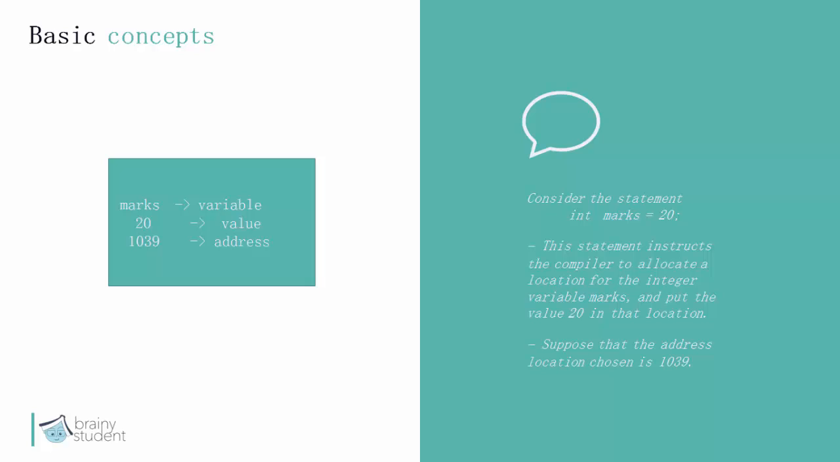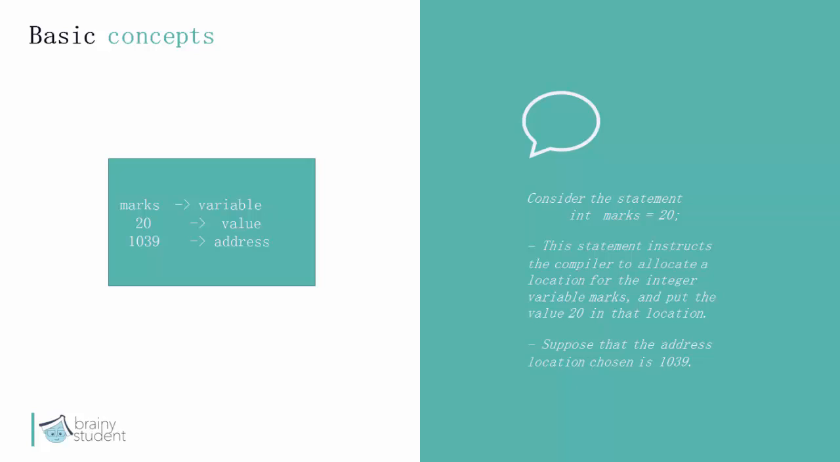Now, consider this statement. For defining a variable marks, I have to write the return type. My return type is integer. Marks is a variable name. And using the assignment operator, I am assigning 22 marks. Fine. Because of this statement, the compiler will allocate a location for an integer variable marks. The compiler will reserve 2 bytes for this integer variable marks and put the value 20 in this location.